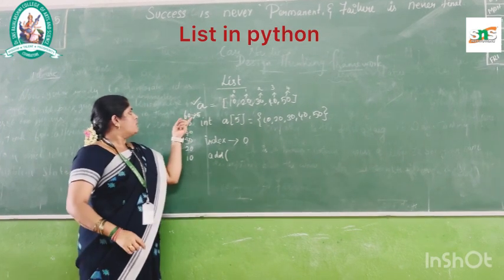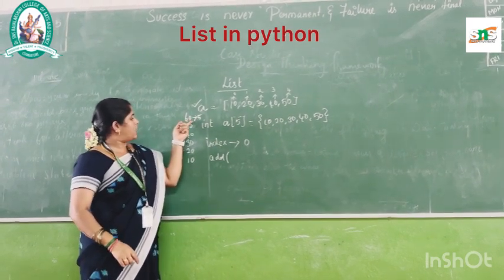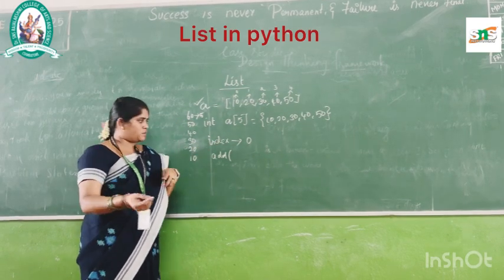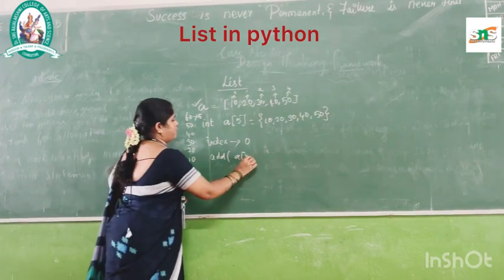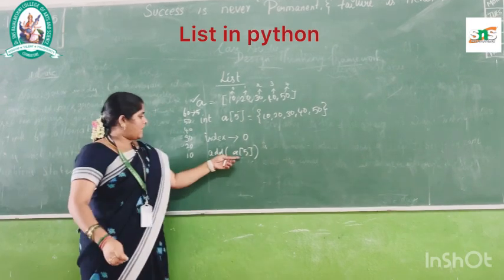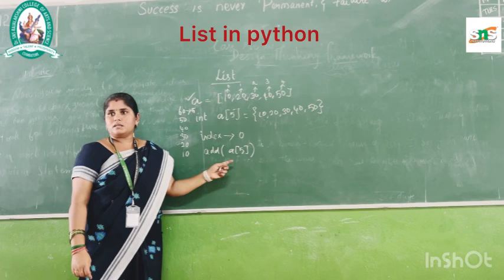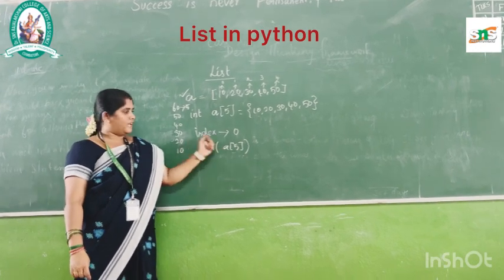For accessing the value 60, we can use the index position as A of 5. For accessing A of 5, we get the value 60. That is the main usage of the array index.